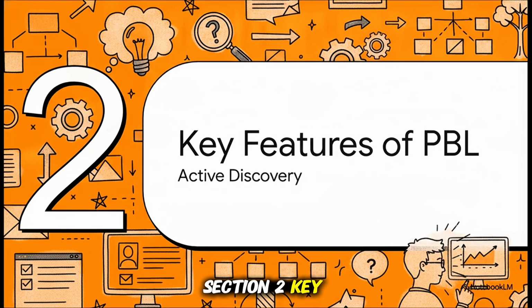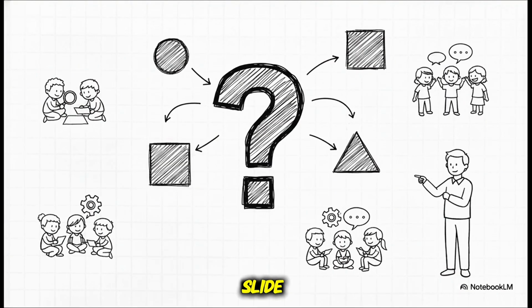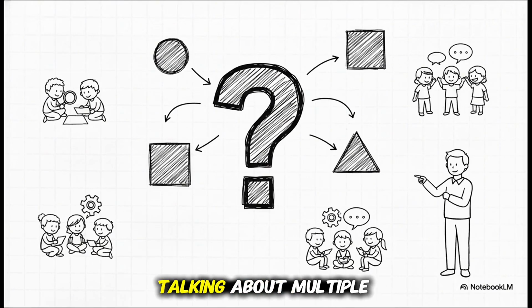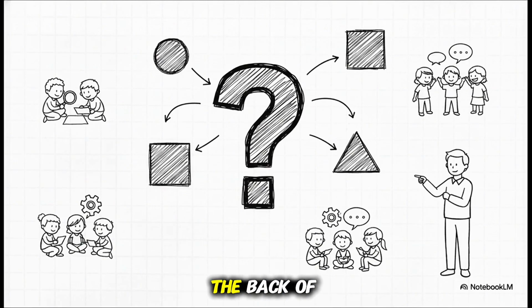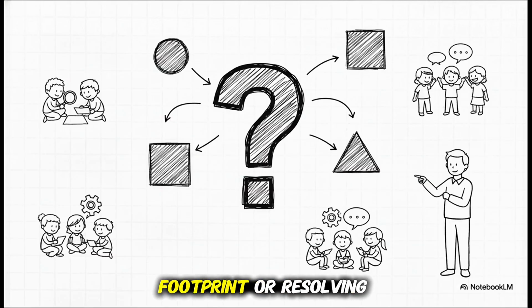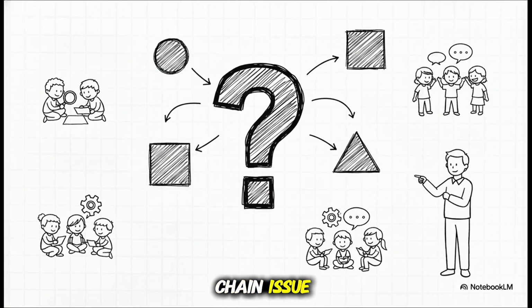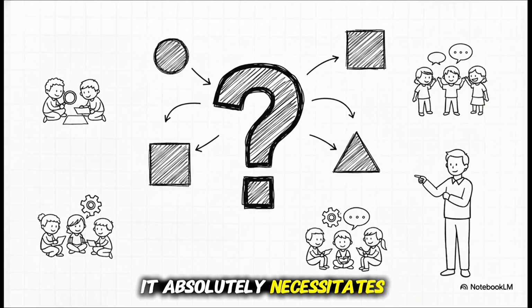Section 2. Key features of PBL. Now, what's really interesting about this slide is the strict focus on open-ended problems. We are not talking about multiple-choice questions or equations with a single right answer at the back of the book. Because the answers aren't predetermined, like, say, figuring out how to reduce a school's carbon footprint or resolving a local supply chain issue, it absolutely necessitates student-led, independent investigation.